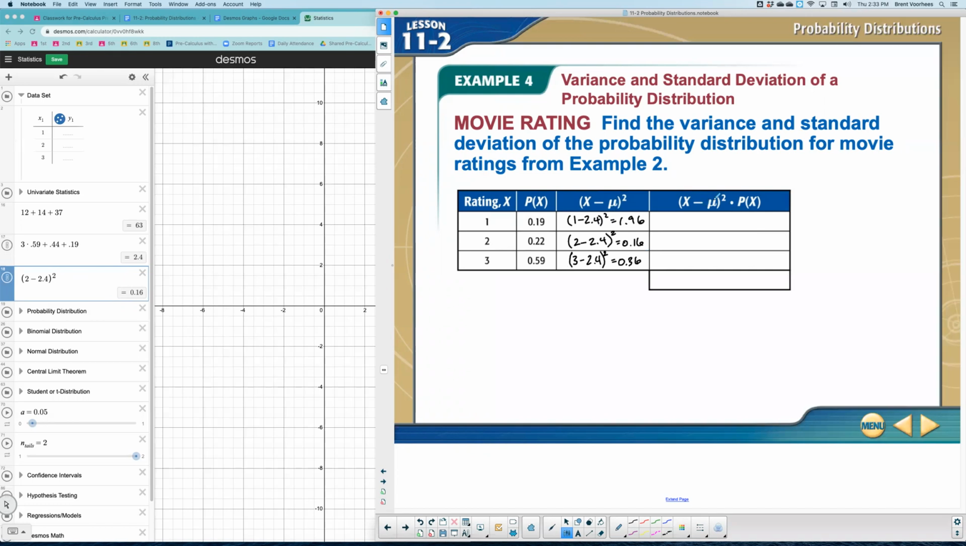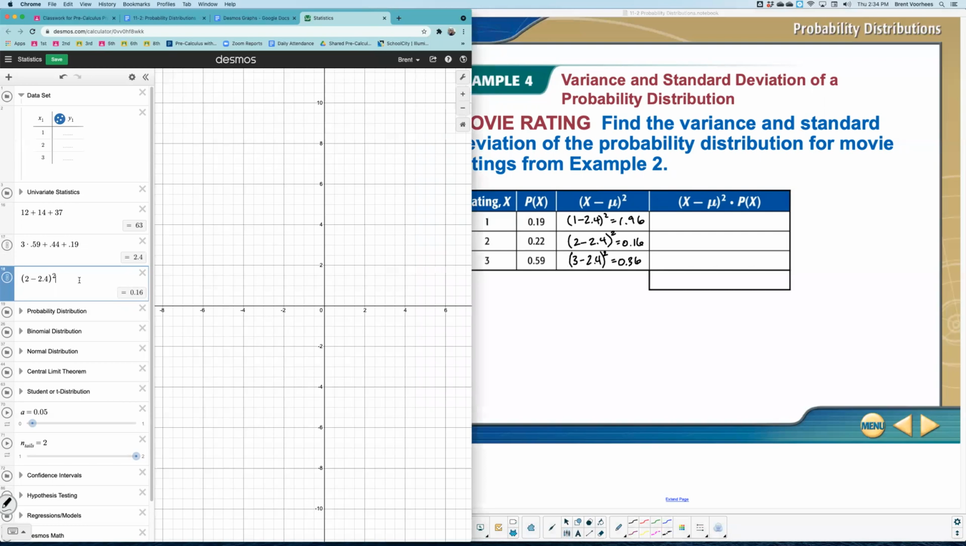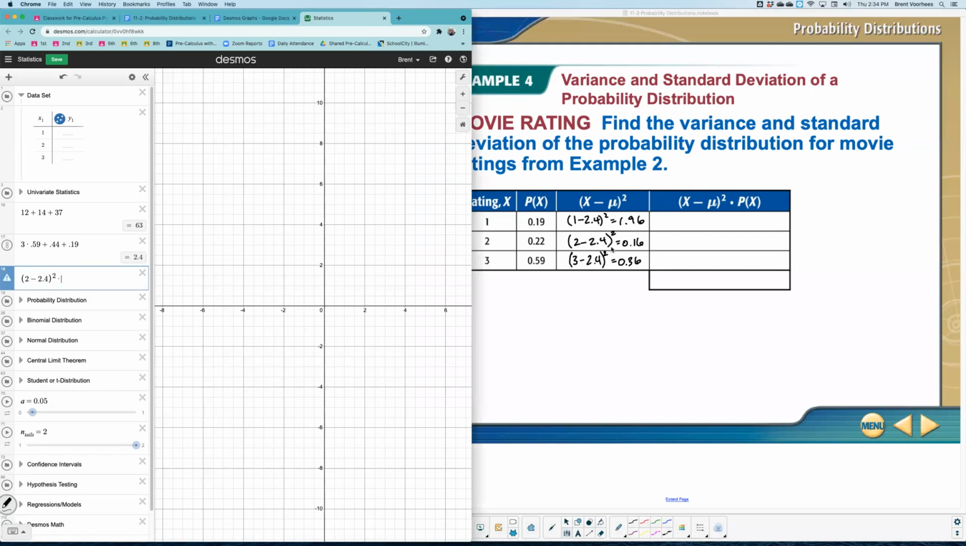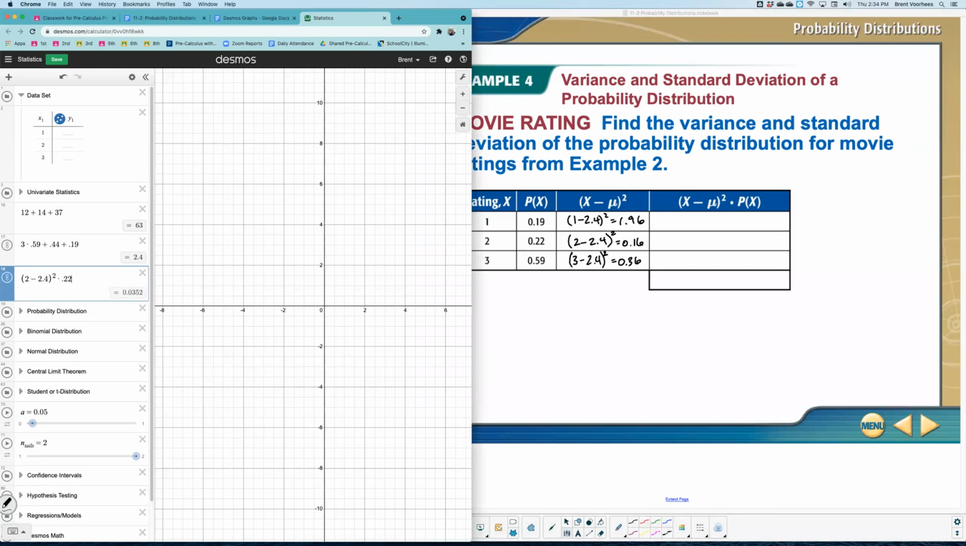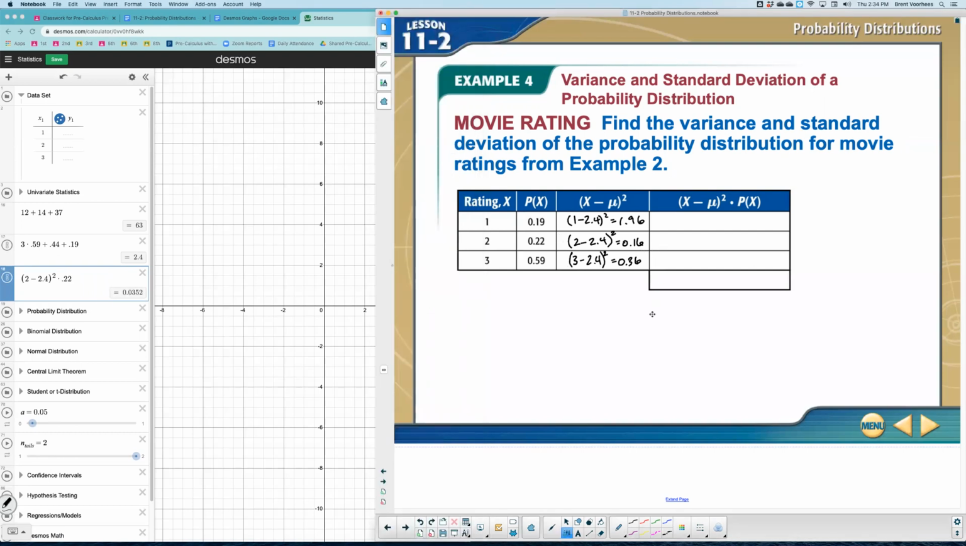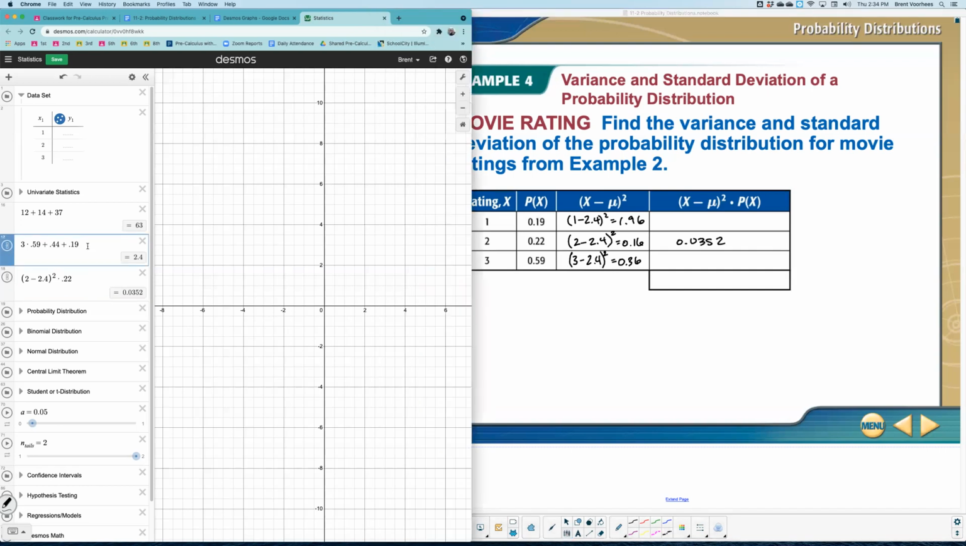So now to find our variance, what we're going to first do is take the same value we just calculated, the difference from the mean squared, and multiply it times the probability. Let me actually start with the 0.16 since I have it there. I'm going to multiply it times its probability of occurring, which is 0.22. And for this middle value, I get 0.0352.